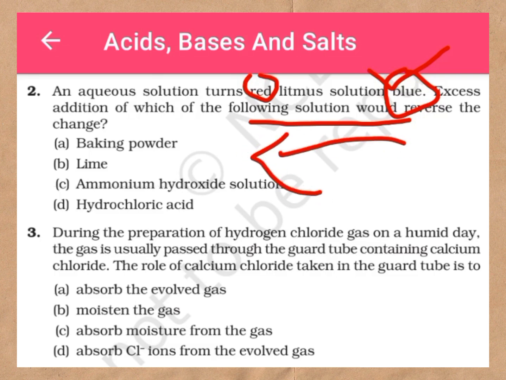in a reverse direction. So the reverse process would be possible only when the excess of the substance, that is acid, is added to the solution. So let us find out the acid in the given options.